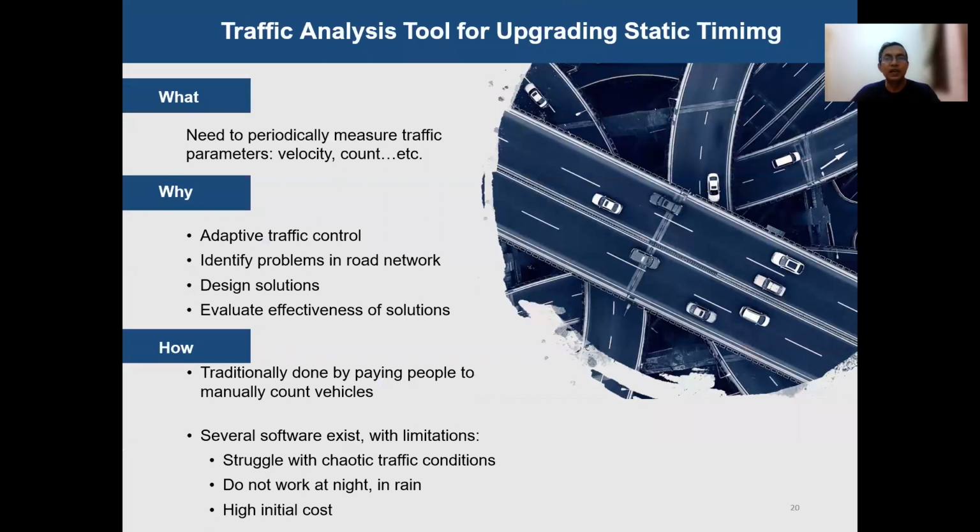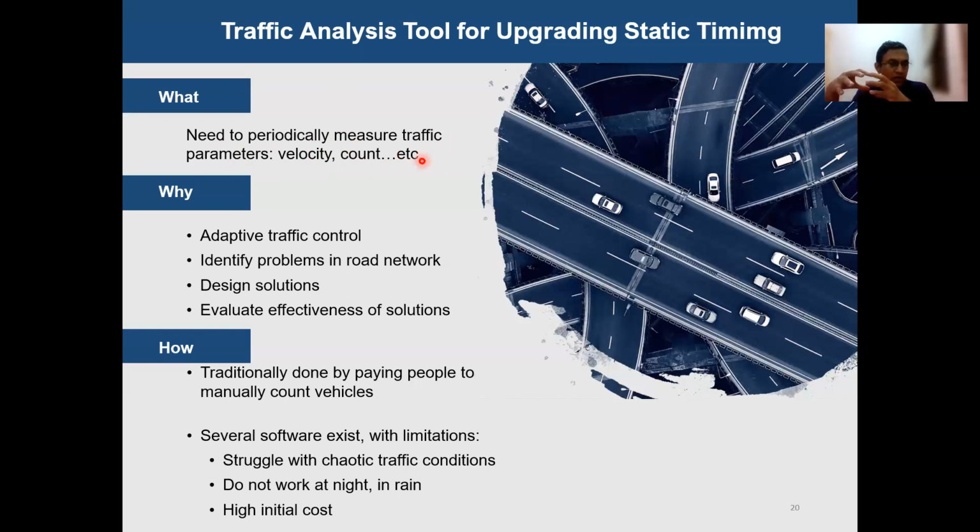Right. The last thing I want to discuss with you is the traffic analysis tool. This is a separate thing. This is not adaptive traffic control. Some tools that are helpful for RTA, for other people, researchers, to analyze the traffic videos and get the numbers, right? Vehicle dynamics. So the problem we are trying to solve here is that we need to periodically measure traffic parameters, velocity, count, etc. for junctions, right?